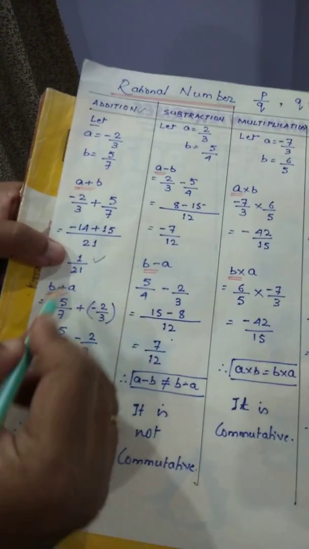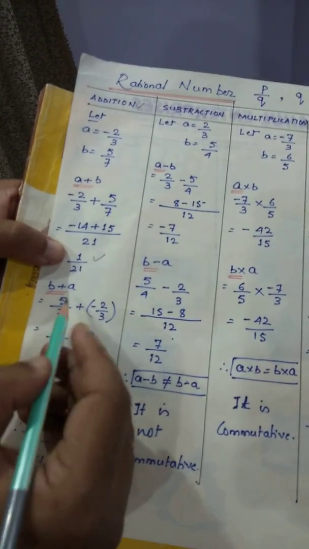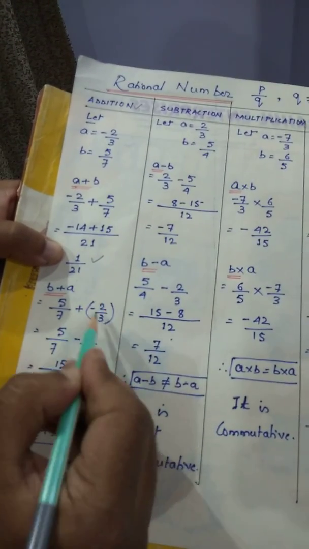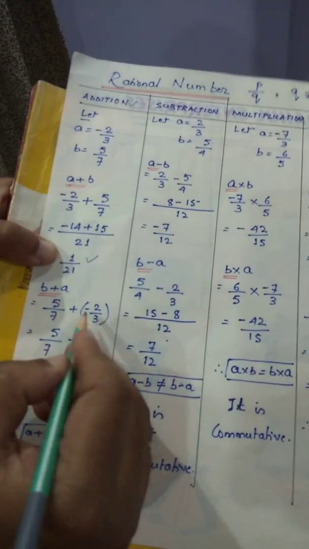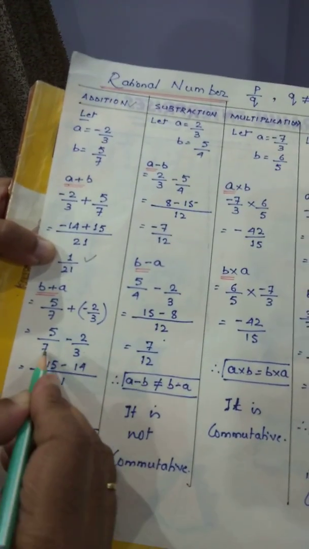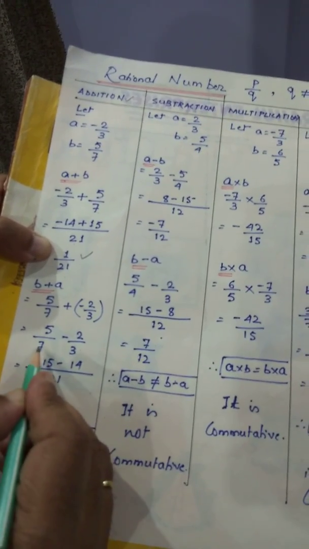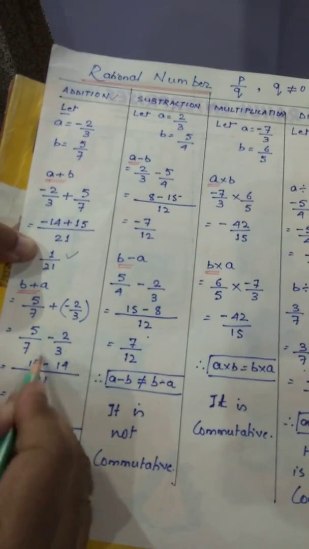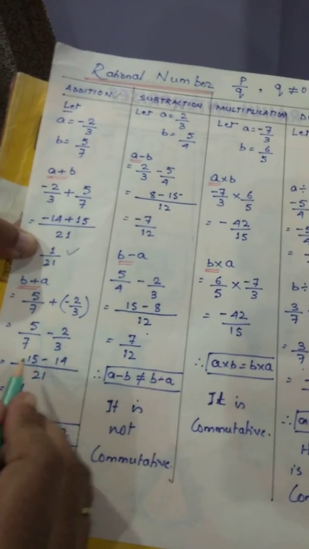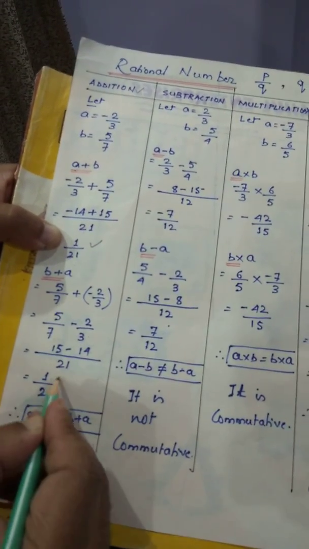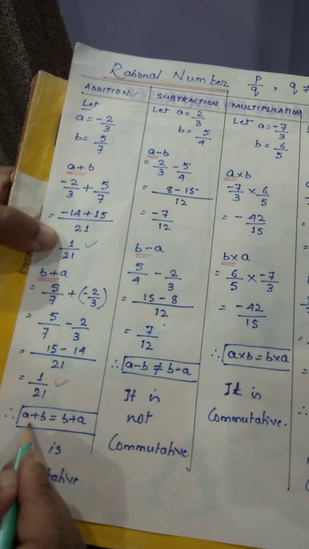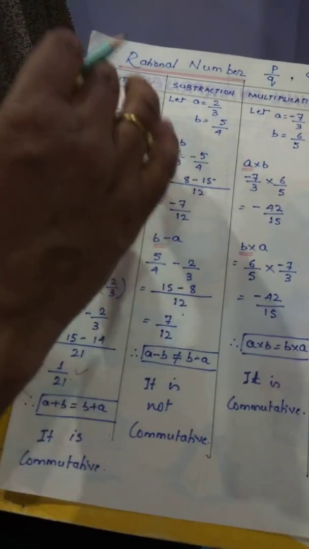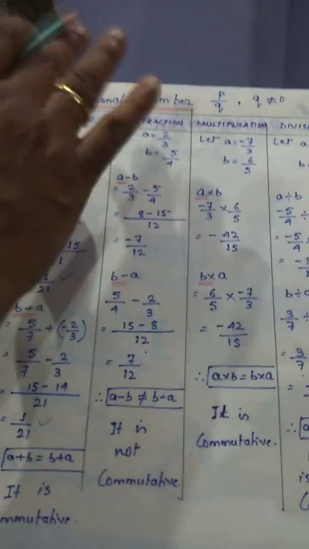If we change the order, that is B plus A, what we'll do? 5 by 7 plus under bracket minus 2 by 3, because A is already carrying the minus sign out here. So plus minus is minus. Again we'll get the same LCM, that is 21. Here we'll get 15 and here we'll get 14. So 15 minus 14 is 1. So you see, in both the cases we're getting the same answer. So A plus B is equals to B plus A. So addition is commutative for rational numbers.